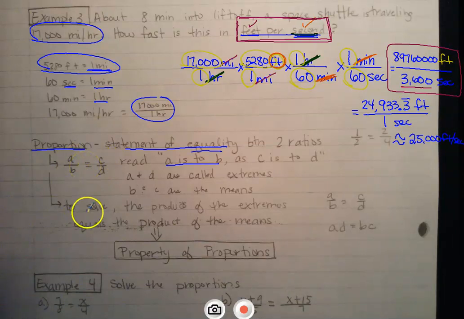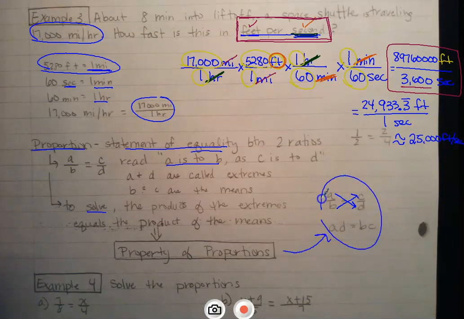To solve a proportion, that's always going to be helpful. We do the product of the extremes, so we're going to do A times D equals the product of the means. So we would do B times C. That's where this came from. AD equals BC, and that's called the property of proportions. So this over here is the property of proportions and how we solve them. We're actually going to apply this property and solve some proportions.